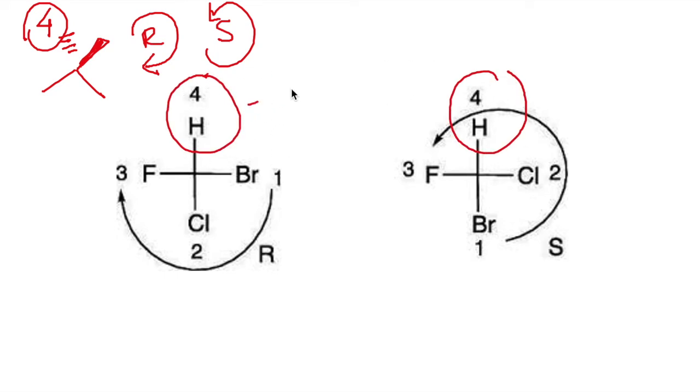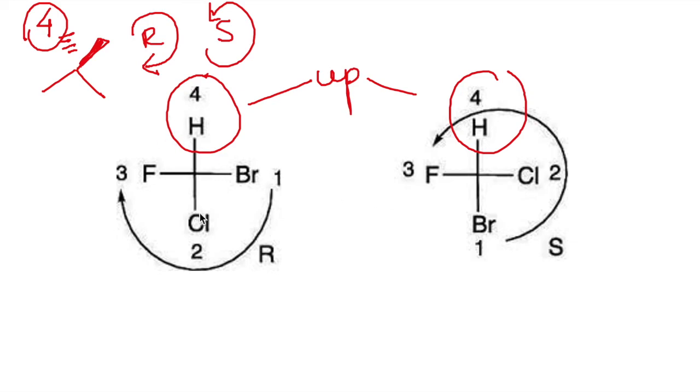And so when the 4 is up like that, then we can use the exact same rules that we were using for R and S in a molecule that looked like this one, with wedges and dashes. So if you put the 4 in the back, like we have here, if 1, 2, 3 goes clockwise, then it would be R. And if 1, 2, 3 goes counterclockwise, then it would be S. I'm going to say it one more time.